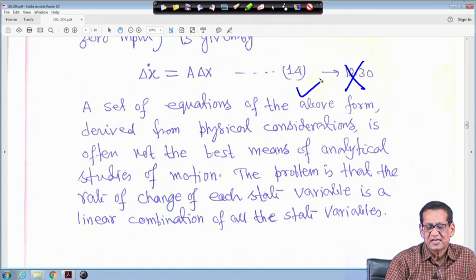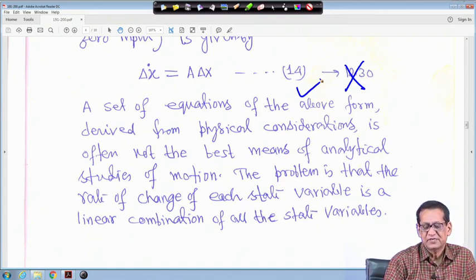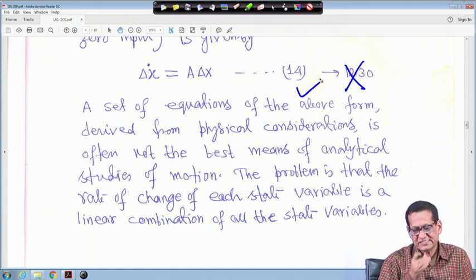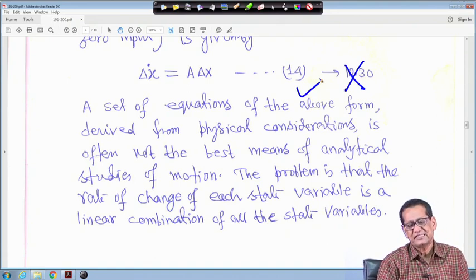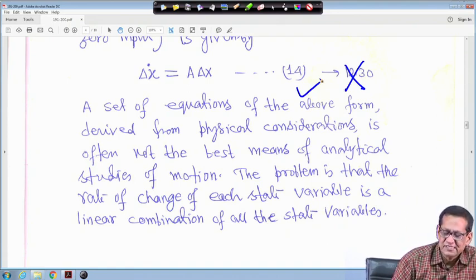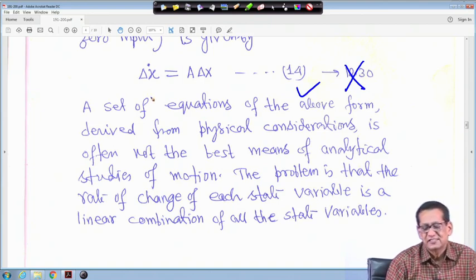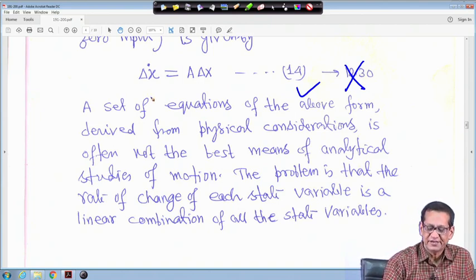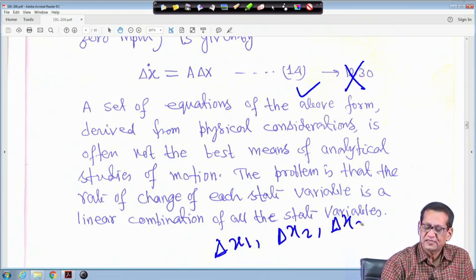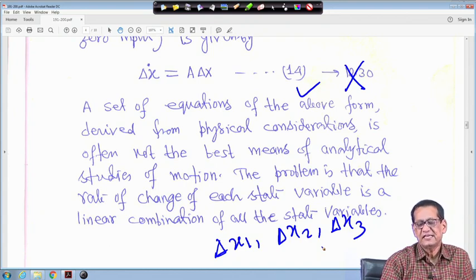The problem is that the rate of change of each state variable is a linear combination of all the state variables. The meaning is something like this. Suppose, for example, I am just writing somewhere this delta x. Suppose you have 3 state variables, for example delta x1, delta x2 and delta x3. Suppose you have 3 variables and A is a 3 into 3 matrix.